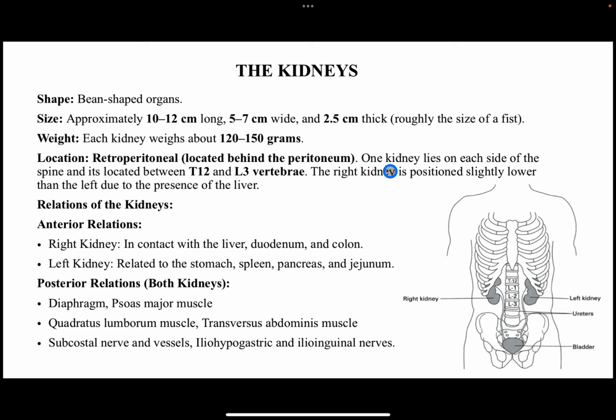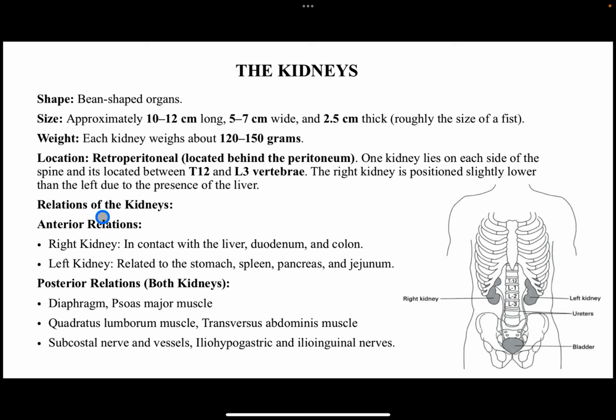One kidney lies on each side of the spine, and it is located between the 12th thoracic vertebra and the 3rd lumbar vertebra. This is also a very significant landmark in anatomy in terms of its relationship with the spine. The right kidney is positioned slightly lower than the left due to the presence of the liver.